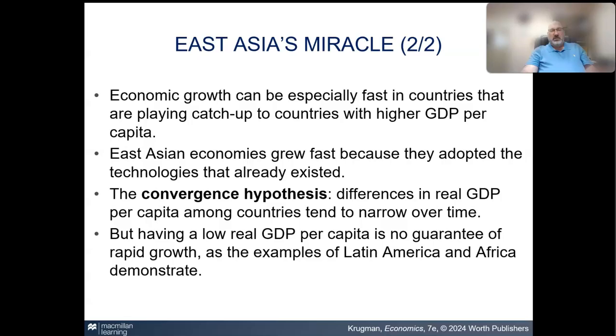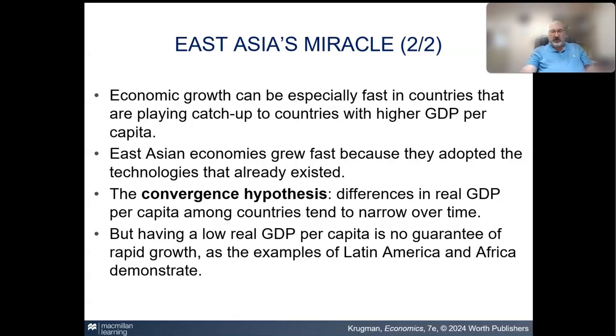This is what I was talking about earlier. Growth can be especially fast in countries that are playing catch up to countries with higher GDP. East Asian economies grew fast because they adopted the technology that already existed. And so that's the convergence hypothesis: differences in real GDP per capita among countries tend to narrow over time. So everybody came together. But having low real GDP per capita is no guarantee of rapid growth.